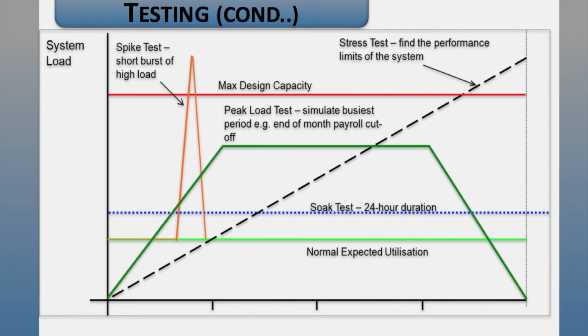The other one is stress testing. As a part of stress testing, we do testing beyond the system operational capacity so as to identify when the system is going to break down.